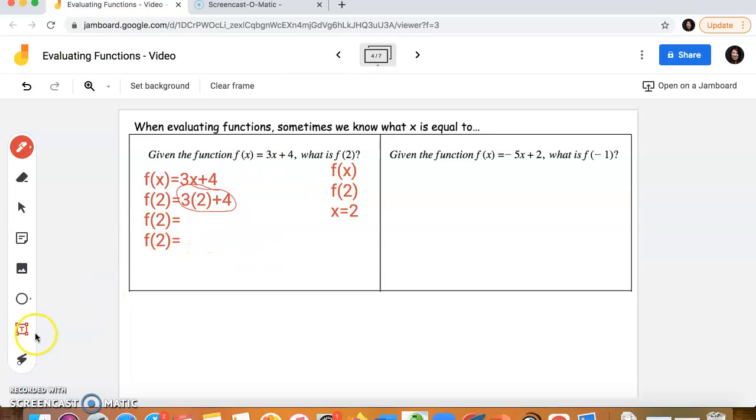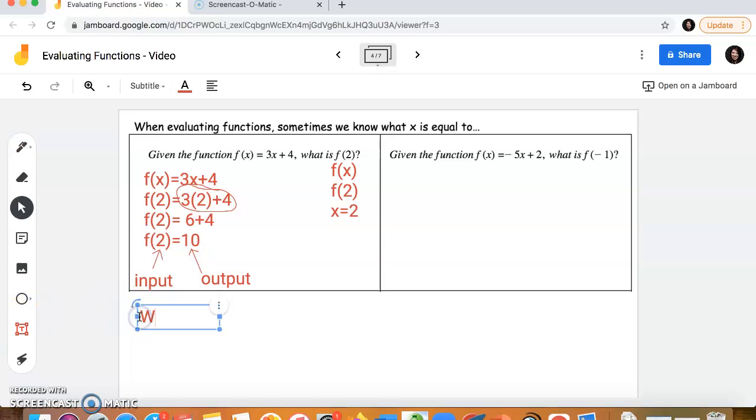So you're going to do 3 times 2 first, which is 6, because when we're doing PEMDAS, we always do multiplication first, and then we just add the 6 and the 4, and that's 10. So what we're saying there is our input is the 2. When you input 2, your output is then 10. That's what we're saying here. Or another way of thinking about this is that when x equals 2, y equals 10. That's what this is telling us.